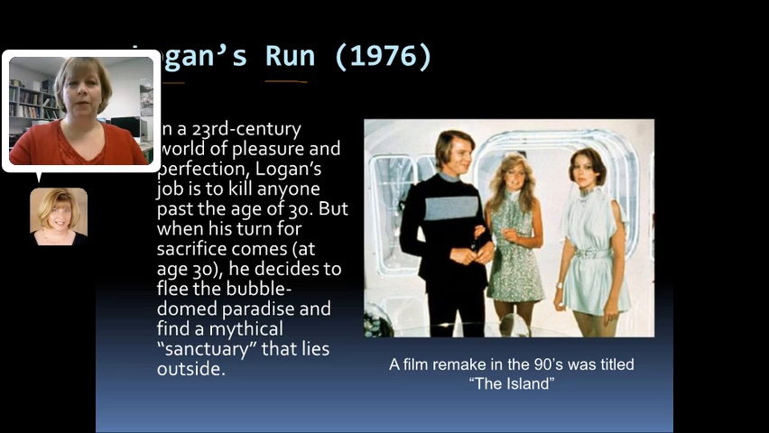Our main character is Logan, and his run refers to the rebellion that he does when he decides on his 30th birthday that he himself is going to become a runner. This film was also remade in the 1990s and was called The Island, but the same basic plot line of this future world where everything is perfect until it's not.